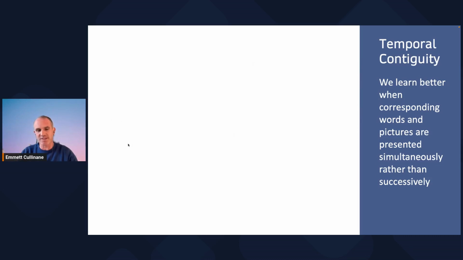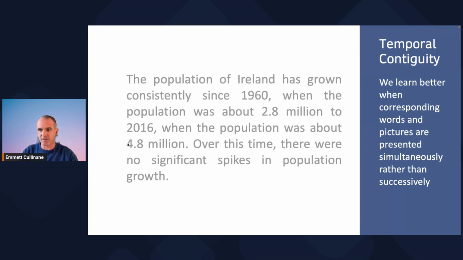So the second one is temporal contiguity. This is to do with time. So the first one was space, and this is time. So we've space and time. We learn better when corresponding words and pictures are presented simultaneously rather than successively. Okay, what does this mean?